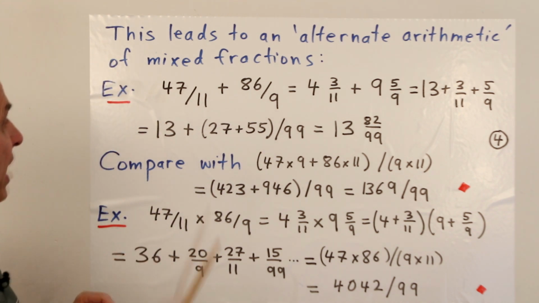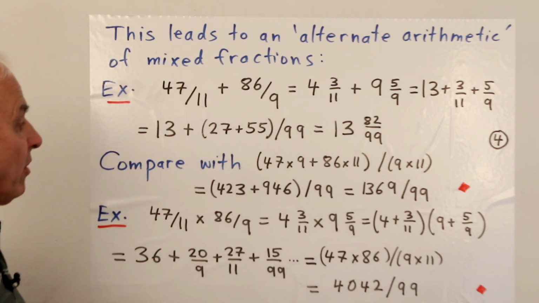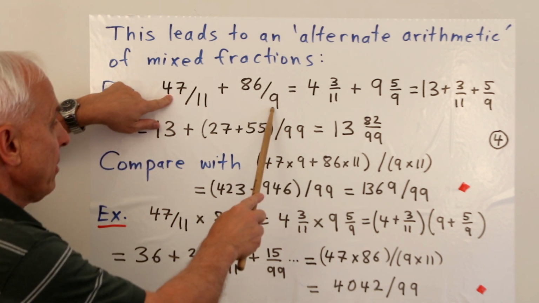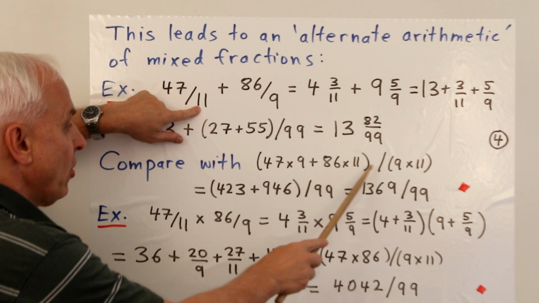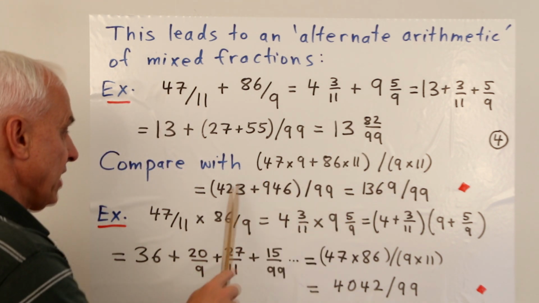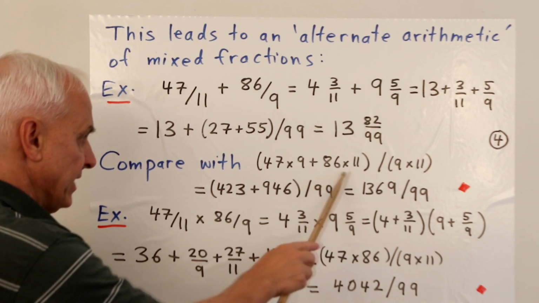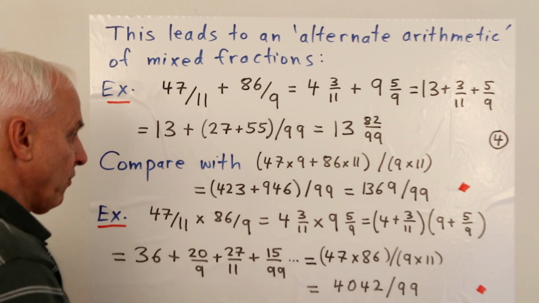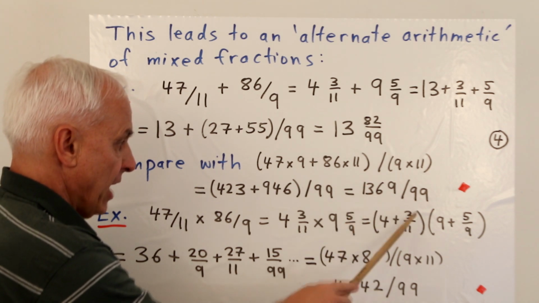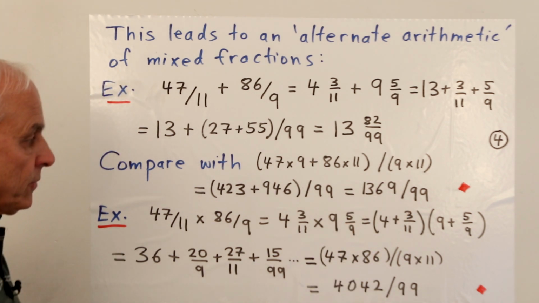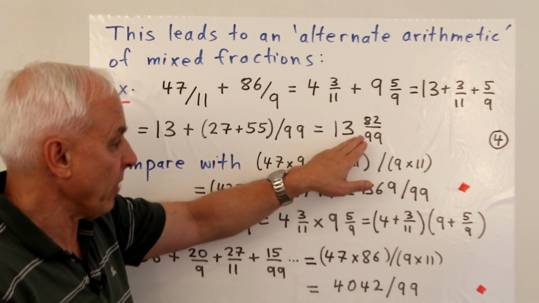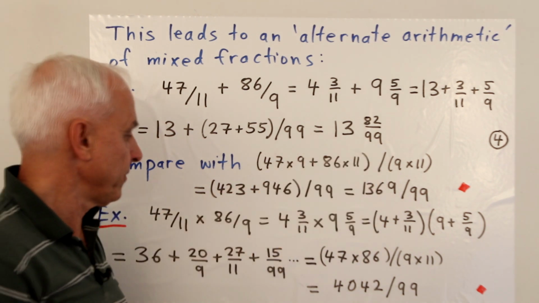Let's compare this with actually doing the original fraction in the direct way. 47 times 9 plus 86 times 11, all over 9 times 11. You have to calculate these things. 47 times 9 is 423. 86 times 11 is 946. So altogether we get 1,369 over 99. And one could check that, yes, this is the fraction that corresponds to this mixed fraction.